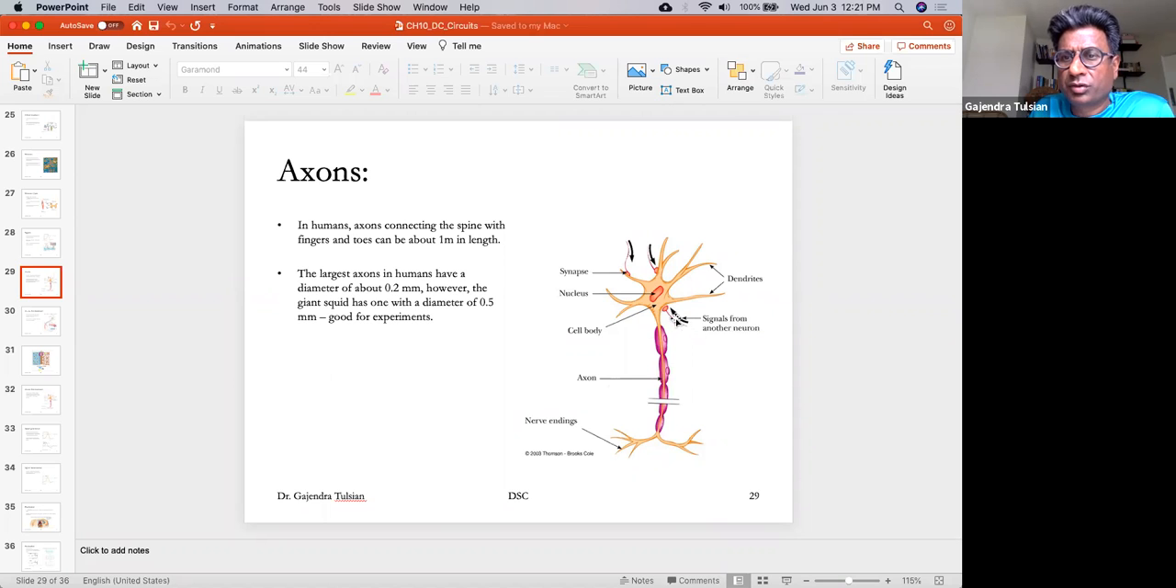So this is showing you this dendrite, like I said, connects to another neuron, and here is another neuron connecting to this dendrite and this neuron. So these things connect to the head of the next neuron.